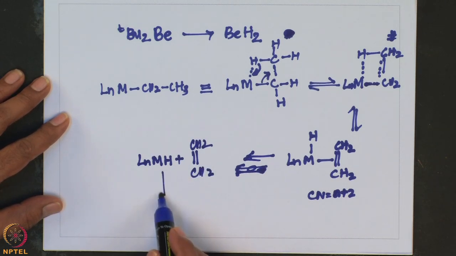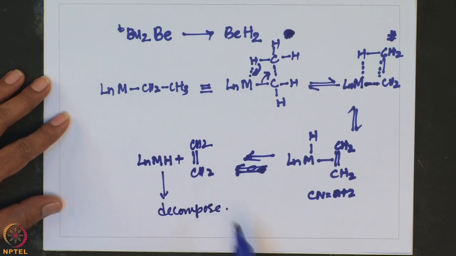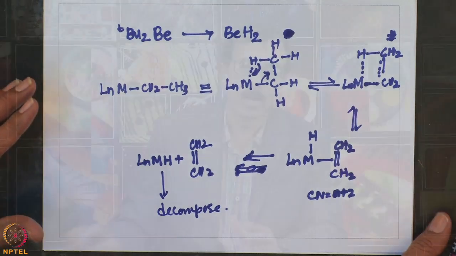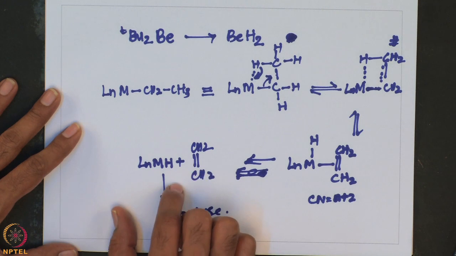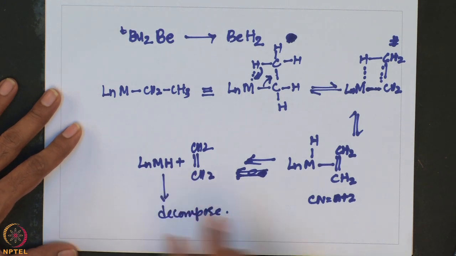and of course later this can also decompose. So this kind of beta hydrogen elimination makes the organometallic compounds unstable, and here most of the compounds, if they are coordinatively unsaturated, there is a scope for the increase of the coordination number by 2. As a result this kind of rearrangement takes place, and that results in the elimination of one of the hydrogens, and eventually this compound decomposes. Of course this method is exploited in the formation of beryllium hydride here.